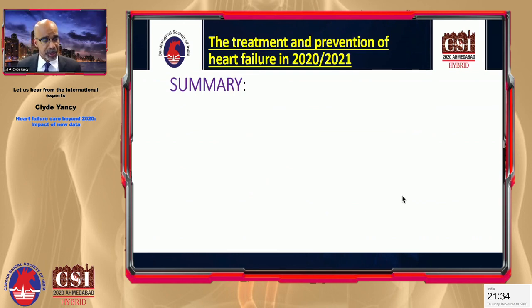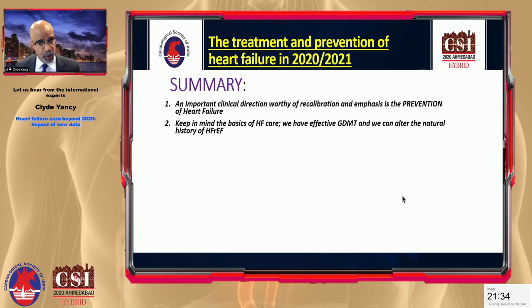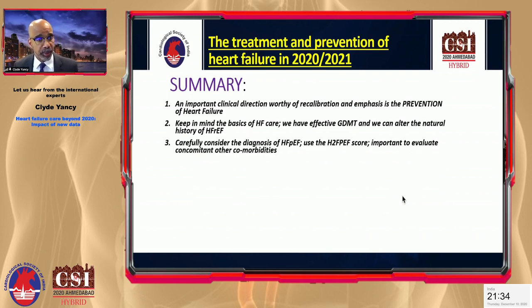So here's my summary that details what I think will be different going from 2020 to 21 and beyond. First, there is an important necessity to recalibrate and focus on prevention of heart failure. Second, we do have in hand effective guideline-directed medical therapy. We can alter the history of heart failure with reduced ejection fraction, but we have to overcome this implementation problem.